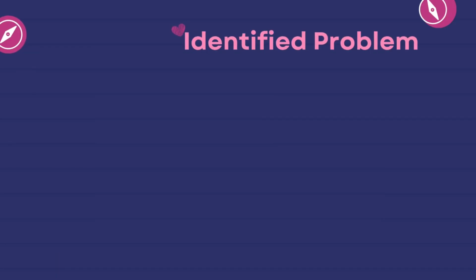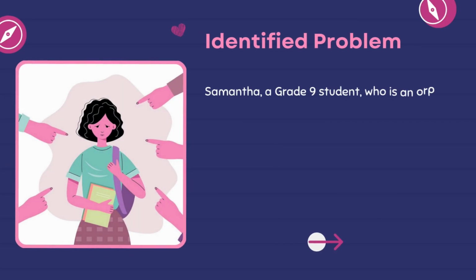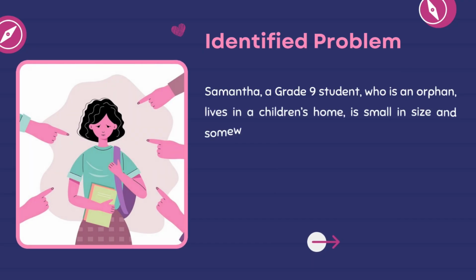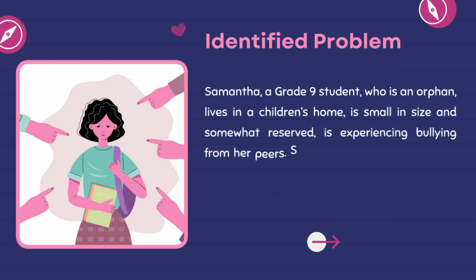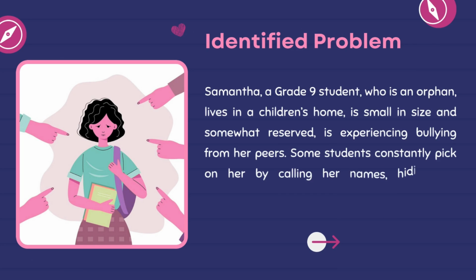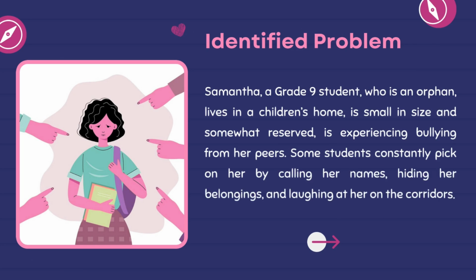Samantha, a grade 9 student who is an orphan, lives in a children's home, is small in size and somewhat reserved, is experiencing bullying from her peers. Some students constantly pick on her by calling her names, hiding her belongings, and laughing at her on the corridors.